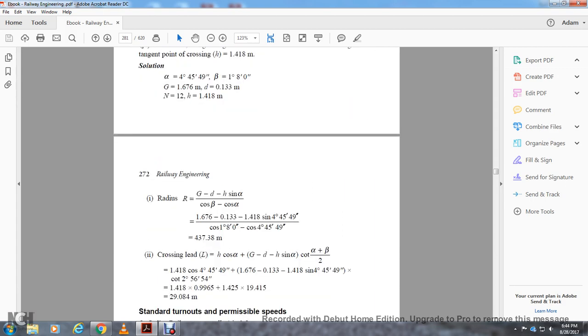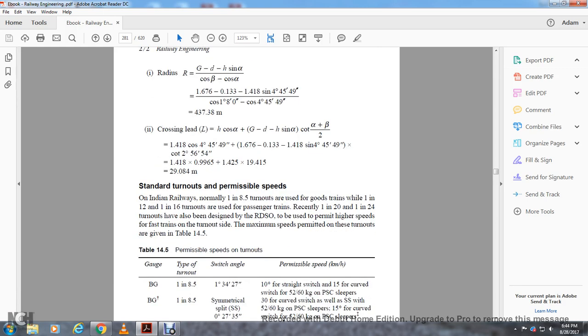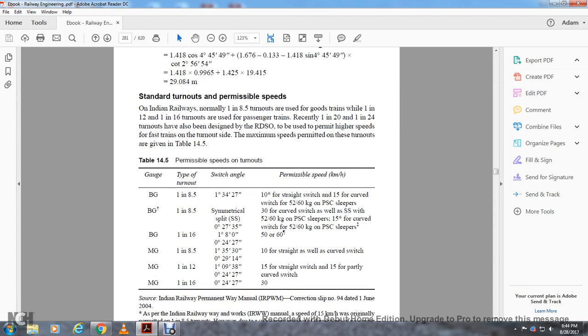You have the radius of 437.38 meters and cross leading of 29.084 millimeters. Standard turnout and permissible speeds.